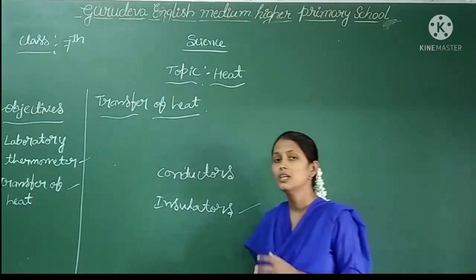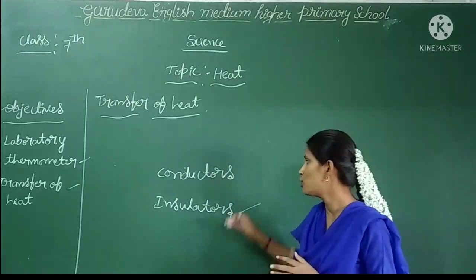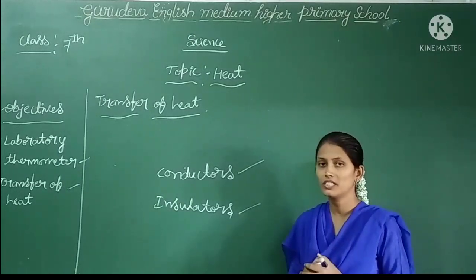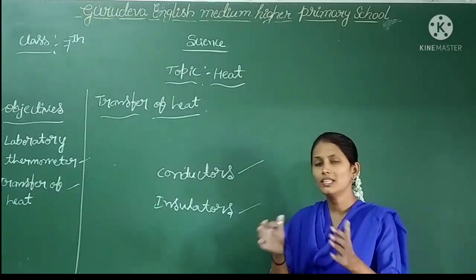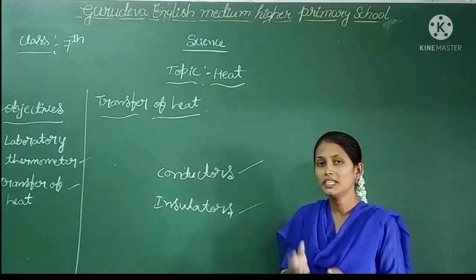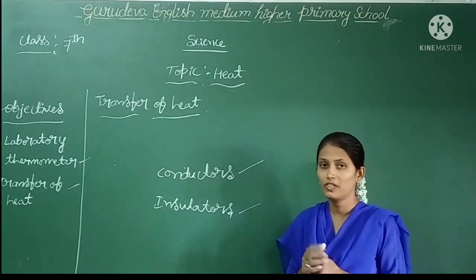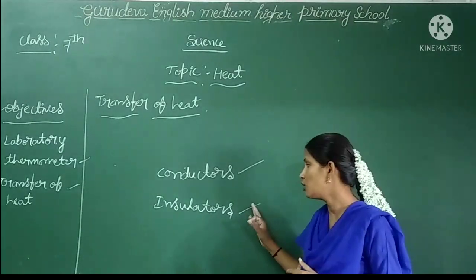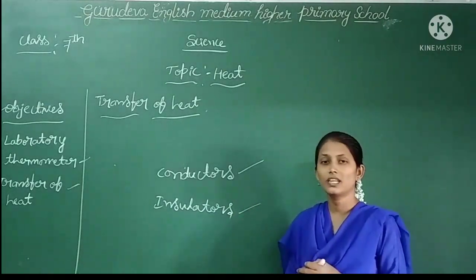From this activity we have noticed that some materials allow heat to pass through them, and those we call conductors. Here all the metals are good conductors of heat, meaning they allow heat to pass through them. So all the metals are used for cooking because when we give heat, the metal part immediately becomes hot and the food is prepared very easily, right? And some of the materials don't allow heat to pass through them. So these we call insulators.